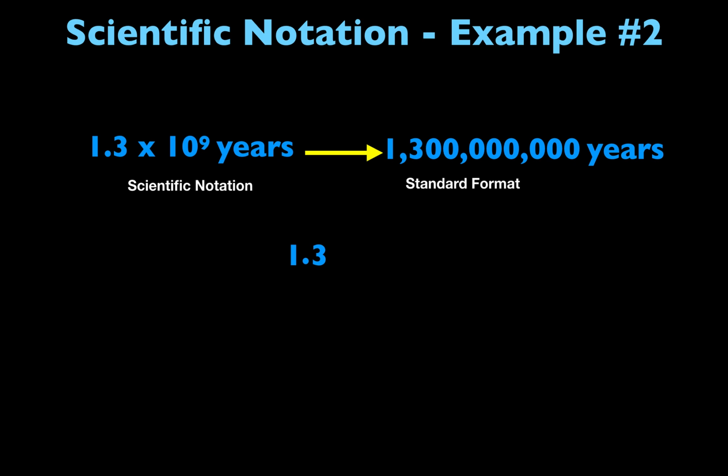Now, let's see how we can convert this. Remember the 10 to the 9th. That exponent number 9 does not mean 9 zeros. It means you're going to move 9 decimal places. So we move 1, 2, 3, 4, 5, 6, 7, 8, 9. And then we fill in the remaining spots with zeros, and we end up with the number 1,300,000,000 years, or 1.3 billion.